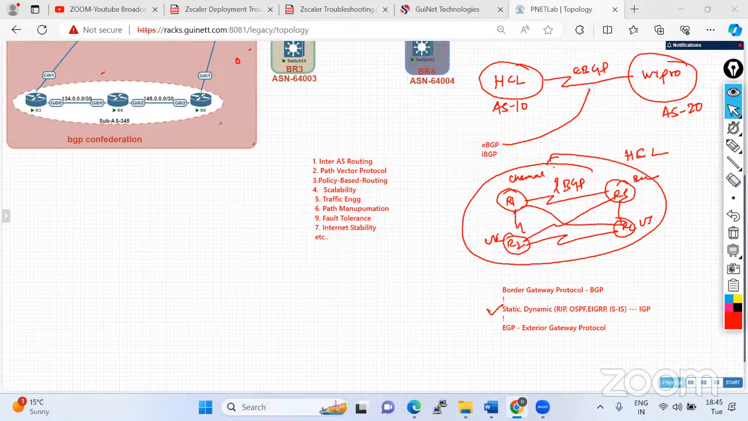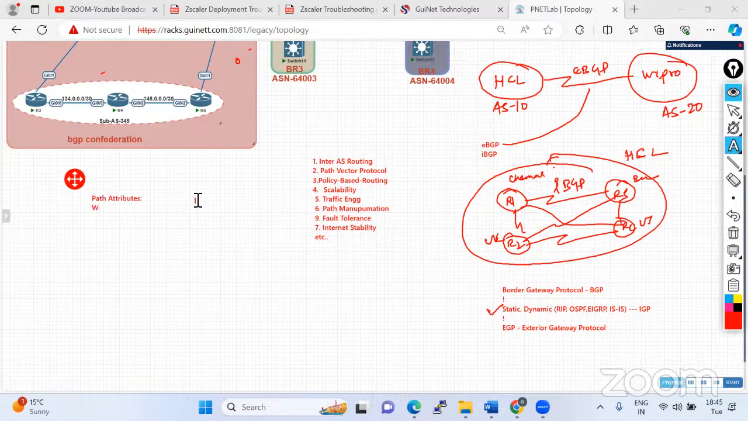So now if we talk about the path attributes, we have a lot of path attributes in BGP, right? So we have the path attributes, let me just write a little bit here.